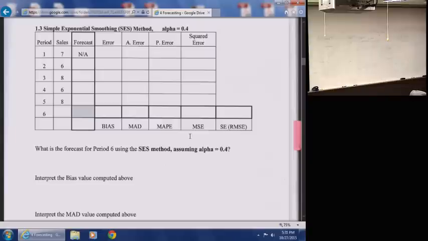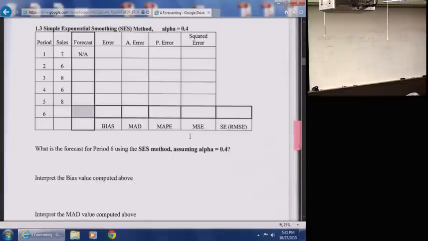First, to fill this table, you just make a forecast, then compute the error, absolute error, percentage error, and squared error. Then you get the bias by averaging all these numbers: MAD, MAPE, MSE, and the square root of MSE. And the same thing, you just make a prediction and then you interpret the results.